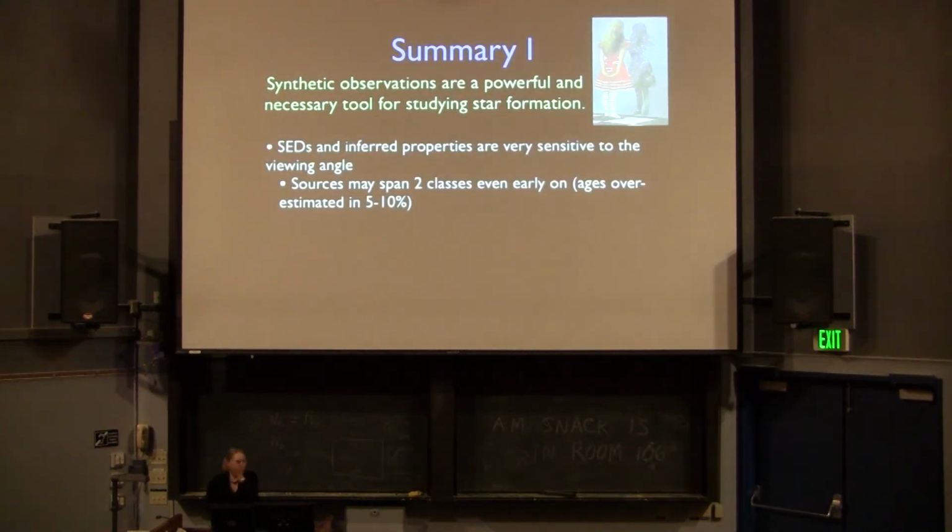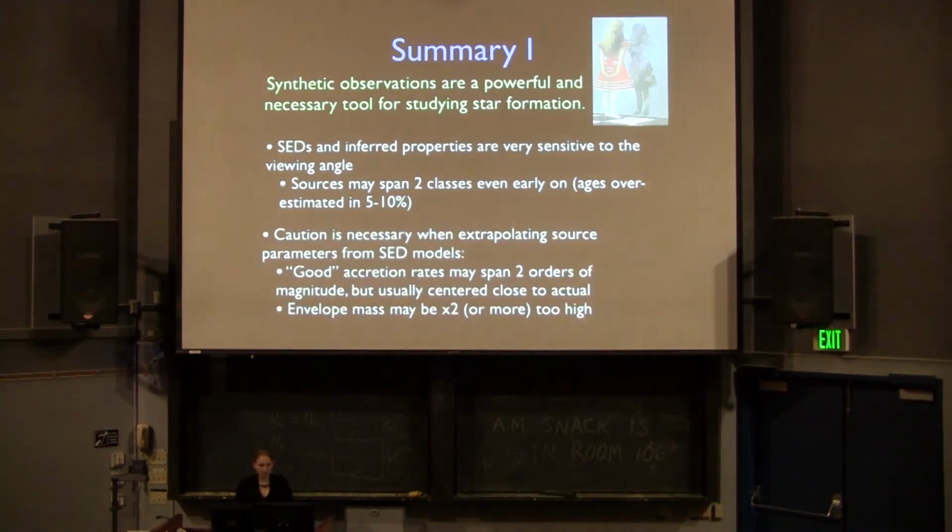In the first part of the talk, we saw that the SEDs and these inferred properties were very sensitive to the viewing angle that you looked at the source, which means that it's very difficult to tell the properties of an individual source, okay? Sources might then span two classes, even if they're extremely young, at less than 30,000 years old. And ages can be overestimated in maybe 5 to 10% of the individual sources. So caution is necessary when extrapolating these properties, and you have to be careful about which ones that you infer from the models you believe.